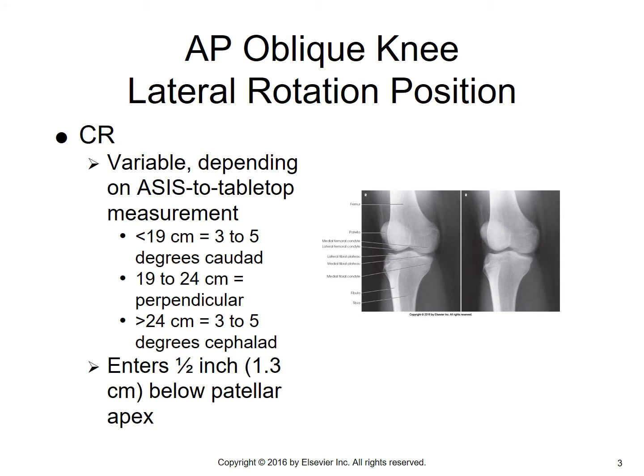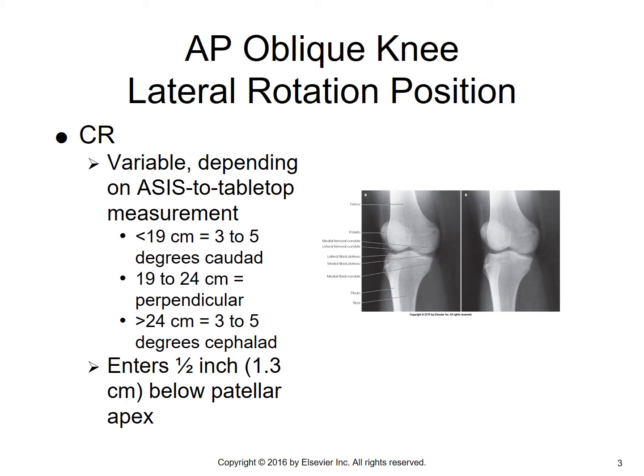Now the central ray is going to be a little bit variable, and once again, this is a little bit different than what you're going to see in clinical. According to Merrill's, you have to measure the ASIS to tabletop measurement with a caliper. Once again, those are not easy to find in departments today. You do have to know this information, though, for the registry.